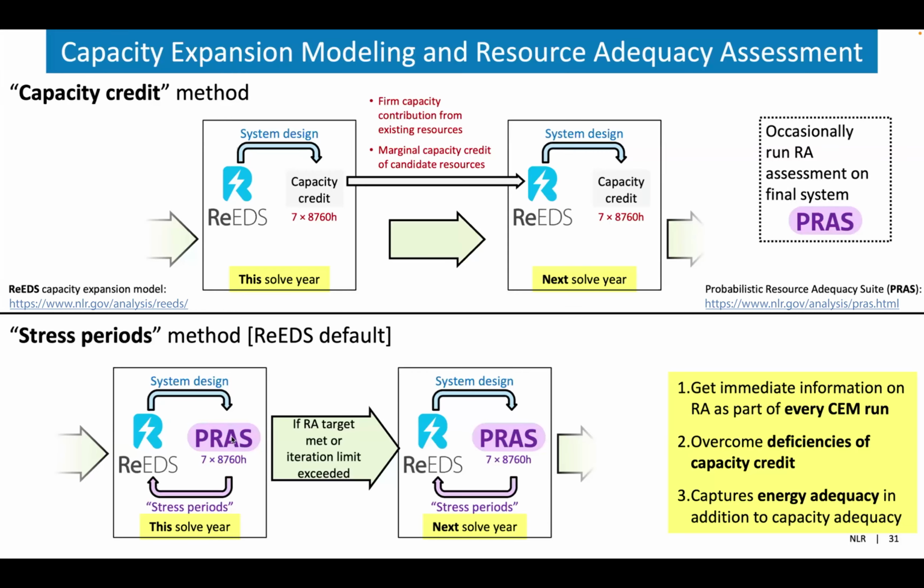If the system doesn't meet these targets, PRAS will then pass ReEDS the collection of stress periods to include with its representative periods, and then ReEDS will optimize again, this time considering the new periods of high unserved energy. We'll dive deeper into the stress period method formulation briefly, but first we'll go over some details of the upper capacity credit method.